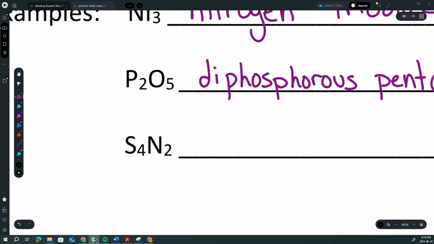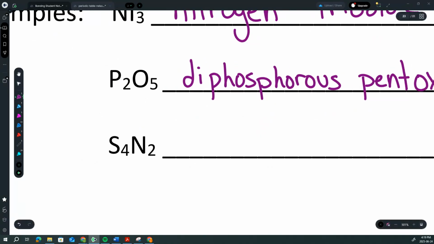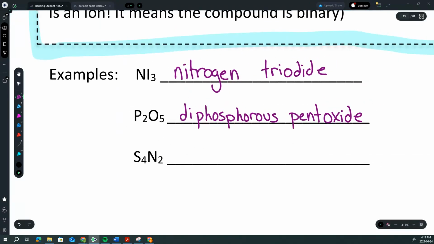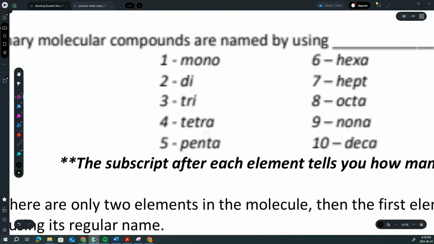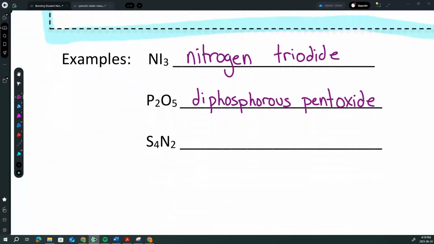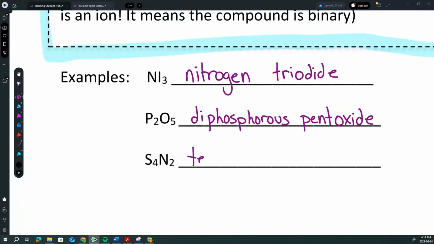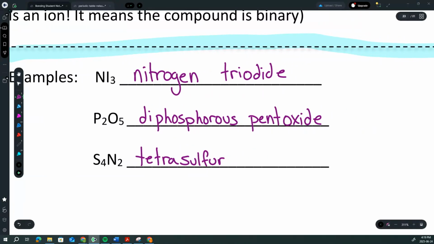Okay. For this next compound, we have 4 sulfur atoms and then 2 nitrogen atoms. So we have our prefix, that means 4, so that's going to be tetra. So tetra sulfur. And then di, and then nitrogen, but we have to change the ending to IDE, so dinitride.